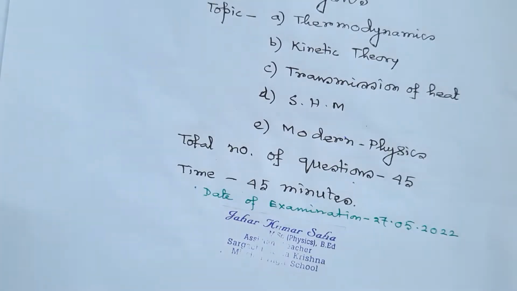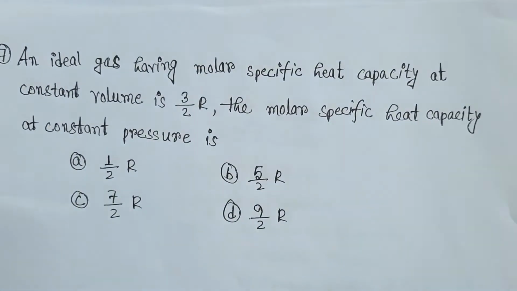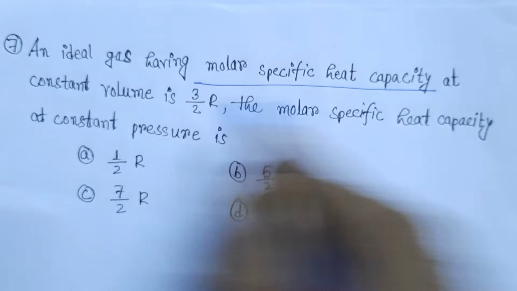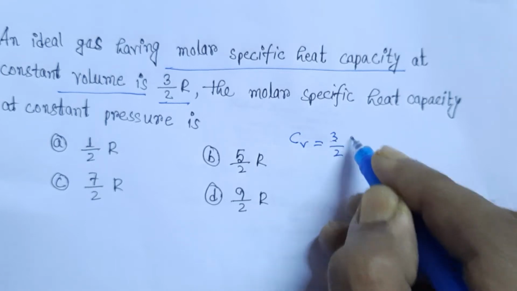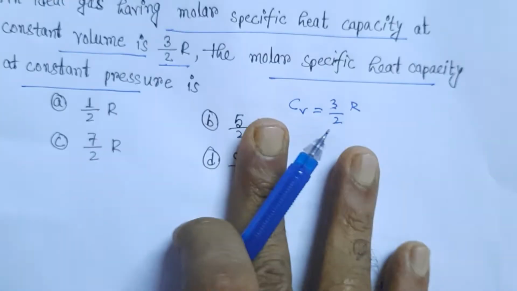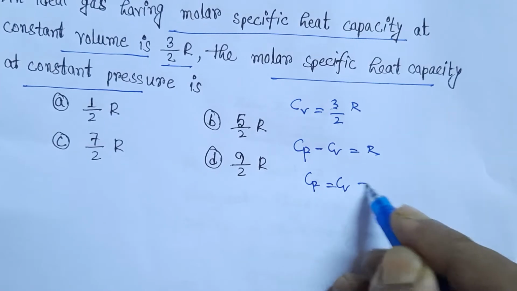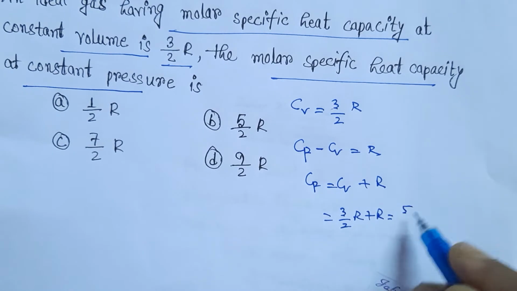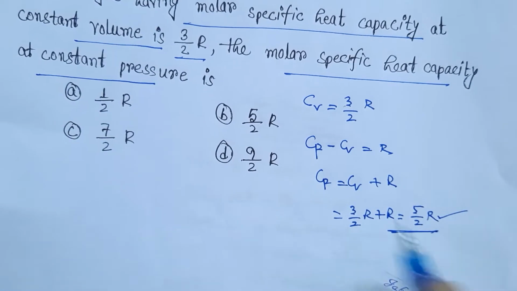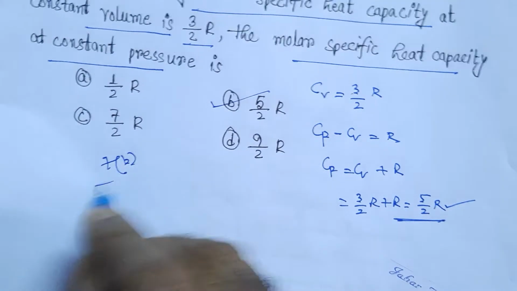Now let us see question number 7. It is a simple question from thermodynamics. An ideal gas has molar specific heat capacity at constant volume Cv equals 3 by 2 R. What is the molar specific heat capacity at constant pressure? As you know, Cp minus Cv equals R, so Cp equals Cv plus R. When Cv is 3 by 2 R, then Cp is obviously 5 by 2 R. It was the easiest question of the lot. So the answer to question number 7 is B.